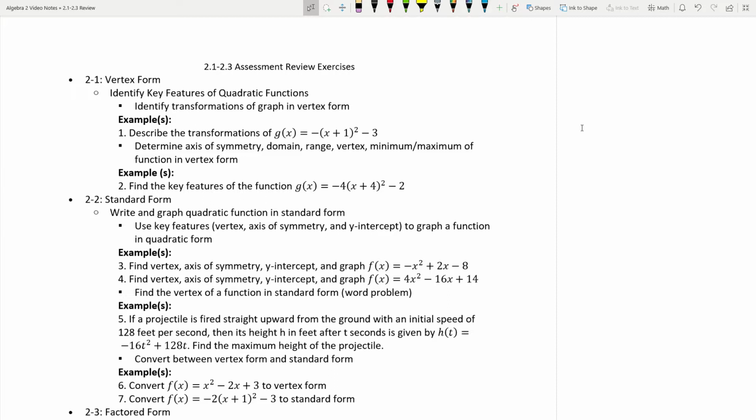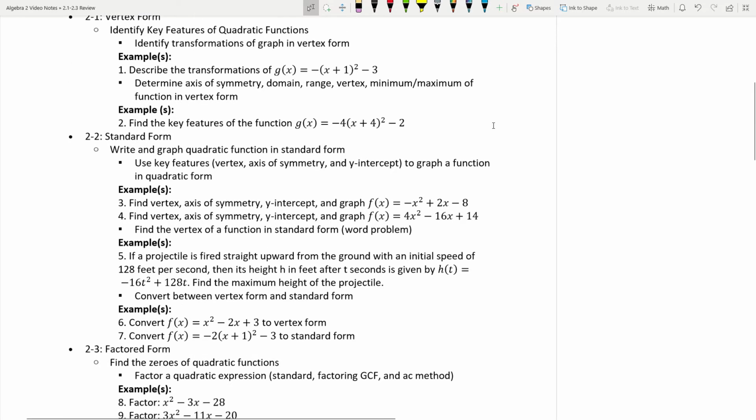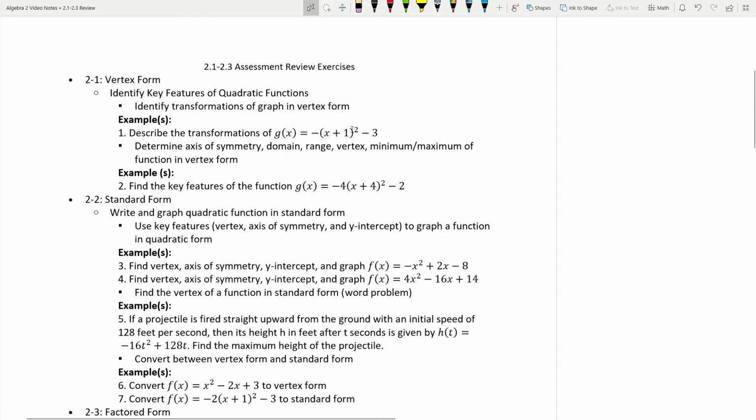All right, class. Welcome to this review of 2.1 to 2.3. Right now we're going to cover the following questions from the review packet. Looking at the first one, we want to be able to describe the transformations of g of x equals negative (x plus 1) squared minus 3.